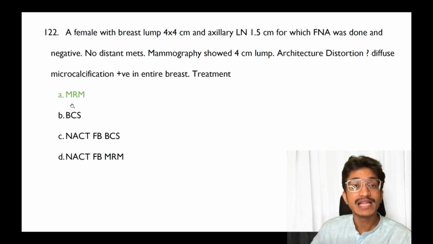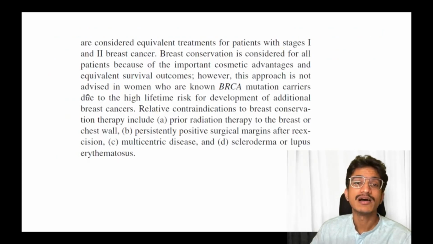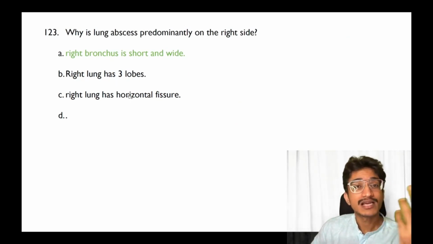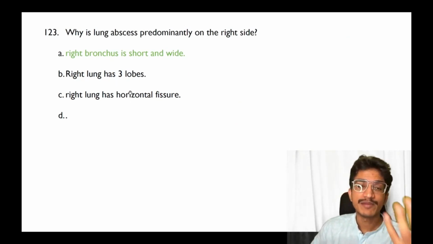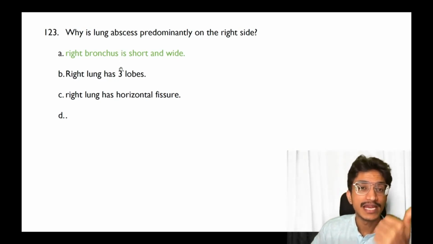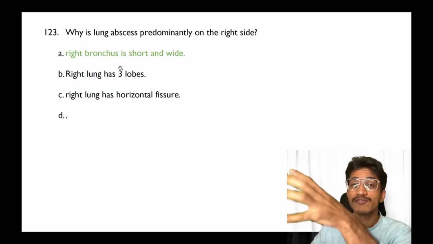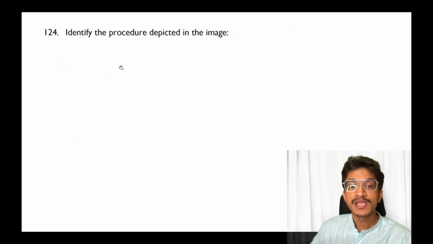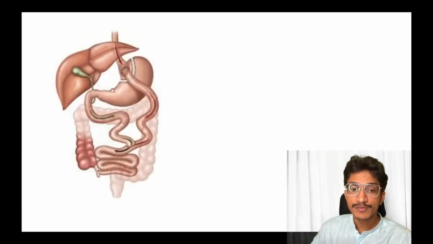So according to me and the reference from shorts, the answer should be MRM only. Moving on to the next question: why is lung abscess more common on the right side, very predominant? Easy answer: the right bronchus is shorter, wider and more straight compared to the left side. So any foreign body or infective foci will travel faster and first to the right side than the left side.